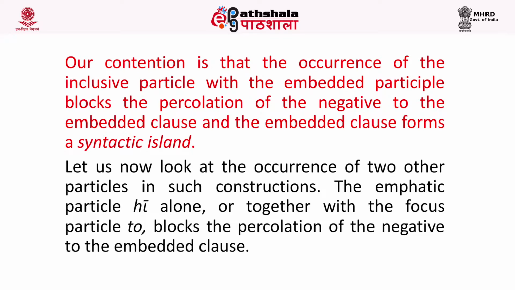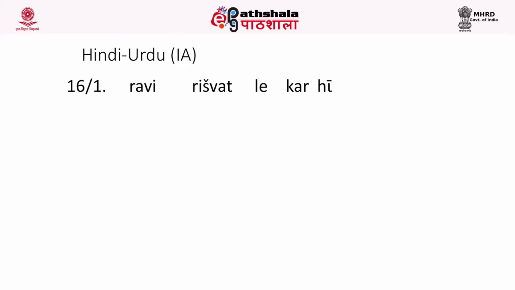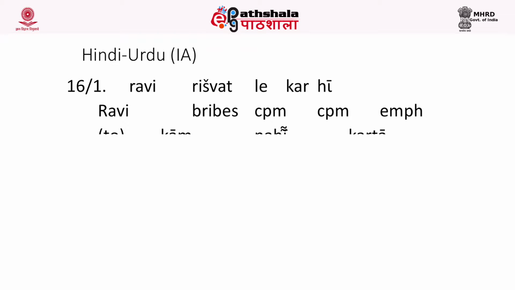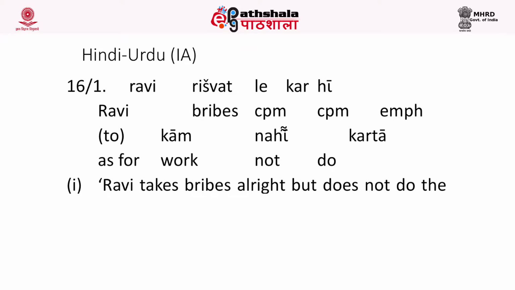Let us take a sentence from Hindi Urdu. Ravi रिश्वत लेकर ही काम नहीं करता. If you recall, let's go to the sentence without any particle. Ravi रिश्वत लेकर काम नहीं करता. This sentence, as you might recall, is ambiguous. That is, Ravi takes bribes and still does not do the work. Or the other interpretation is, Ravi does not take bribes and he still does the work.